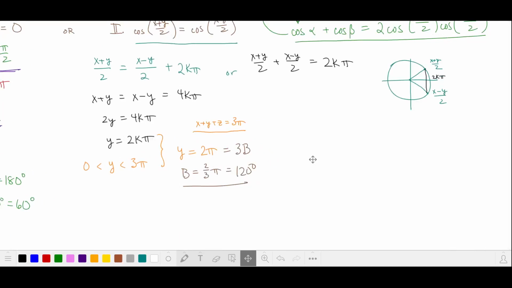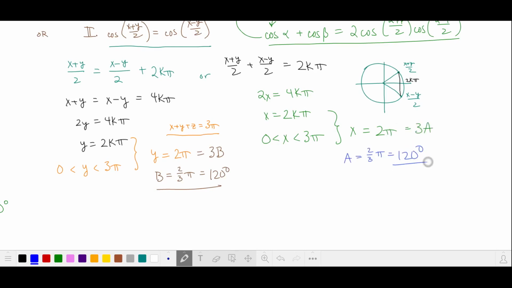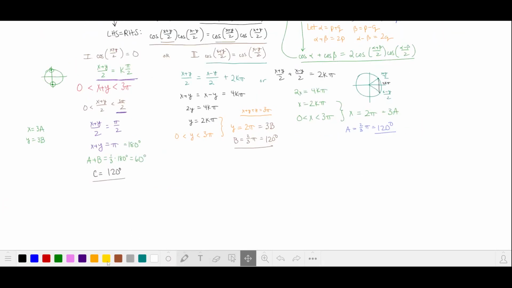Let's take a look at this last subcase. By summing and combining like terms, x is also a multiple of 2 pi, and again, x is less than 3 pi, which means that x is equal to 2 pi, which again means that a is 120 degrees. In all 3 cases, we have a triangle with an obtuse angle equal to 120 degrees.